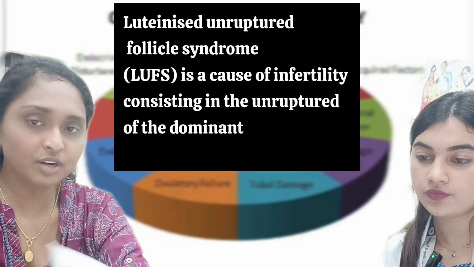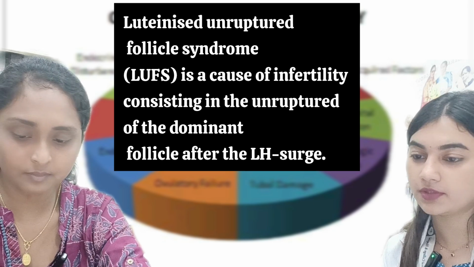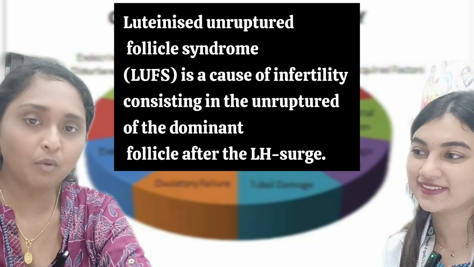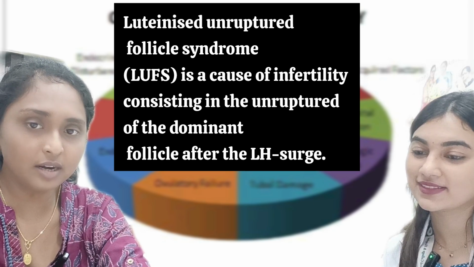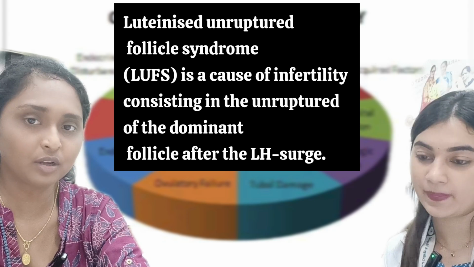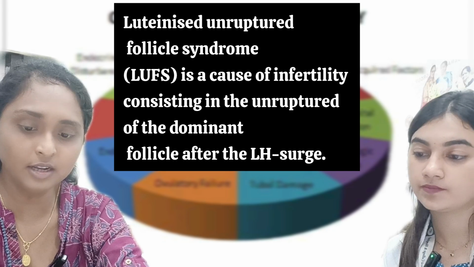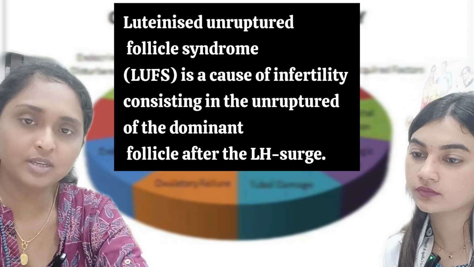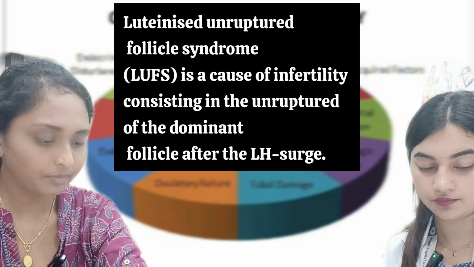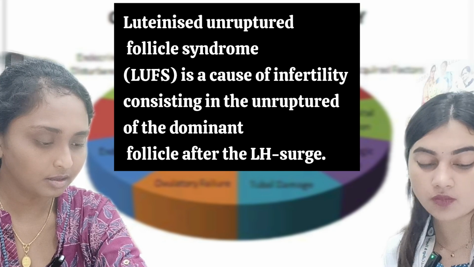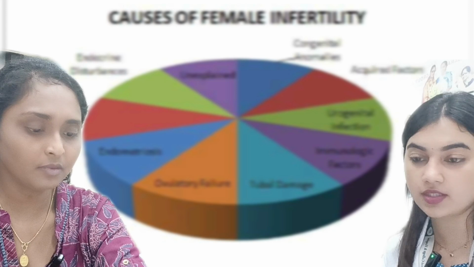What is luteinized unruptured follicle? The ovum which was supposed to get released is not getting released. It is still inside the Graafian follicle. It is called luteinized unruptured follicle. Causes are pelvic endometriosis and hyperprolactinemia. Okay. And there's one more cause, that is premature ovarian insufficiency.